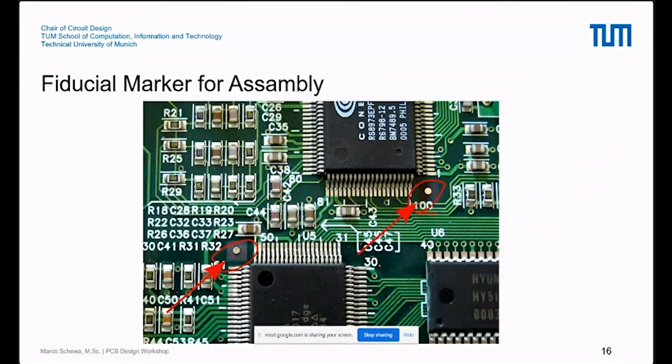And you can try it. You can take your motherboard from your computer and then search. You often see such points.